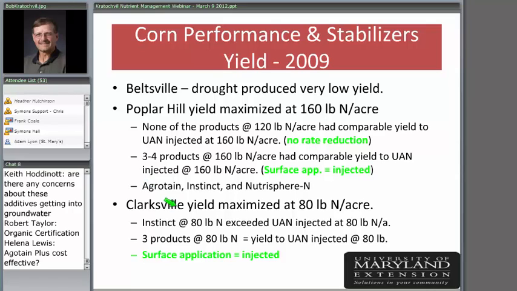At Clarksville, we maximized our yield at 80 pounds of nitrogen per acre. We actually saw yield enhancement with a product that year. Instinct at 80 pounds N per acre exceeded our UAN injected at the same rate. 3 of the products at Clarksville at the 80 pound rate yielded equal to UAN injected at 80 pounds. So what we determined was that surface application was comparable to injection.